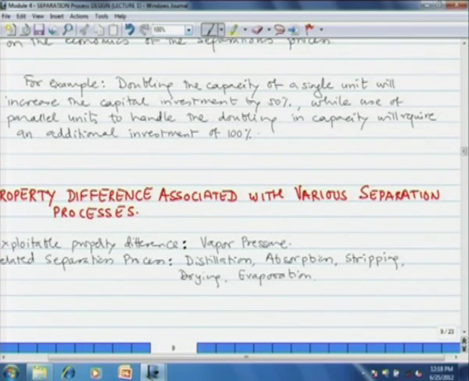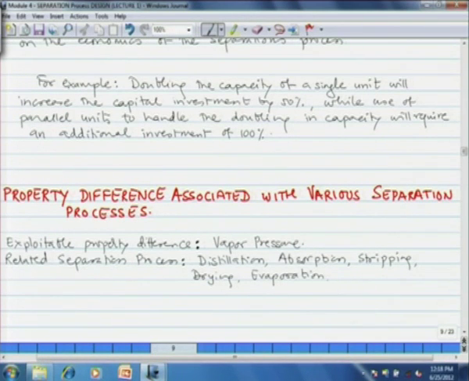Then let us see what are the property differences associated with various separation processes. As I said, we have to identify the exploitable property difference of different components that are present in the reaction mixture so as to achieve the separation. One simple separation, for example separation by sedimentation, there the difference is of density. So, density is the property that is exploited. But we have seen so many operations of separation. What operation is suitable under what property difference available?